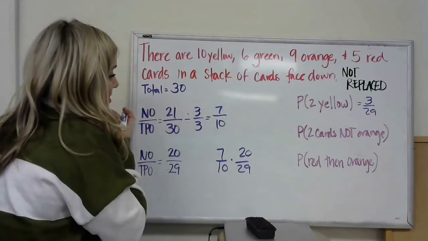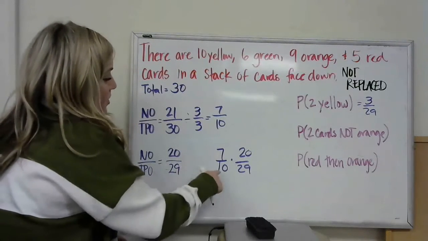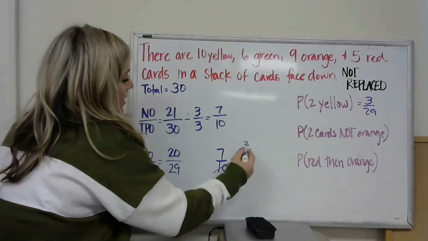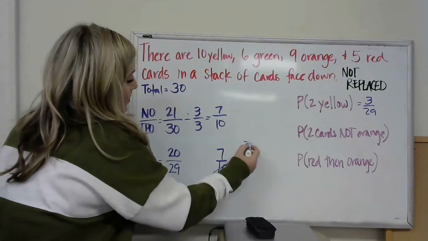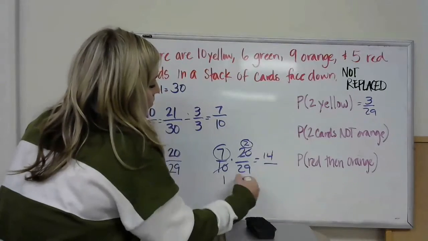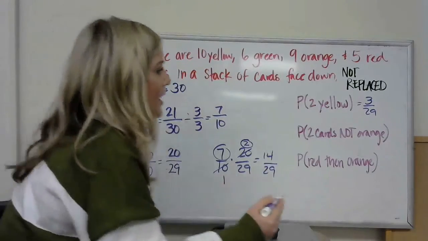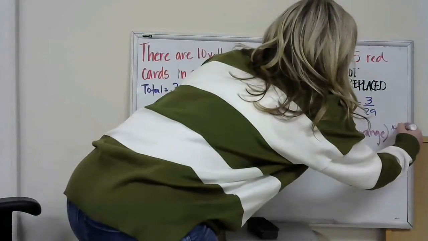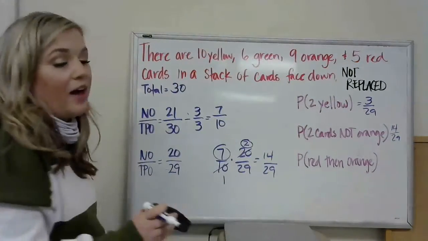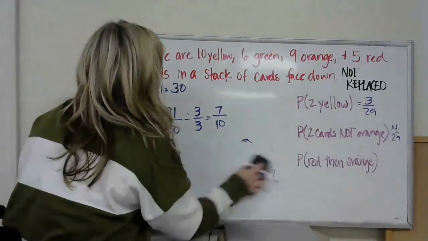Now, this does reduce. I can cross reduce. 10 will go into 20 2 times, and 10 will go into 10 1 time. So now you're doing 7 times 2, which is 14, and then 1 times 29, which is 29. So you have a 14 out of 29 chance of pulling 2 cards that are not orange, okay? So hopefully you guys are getting this.